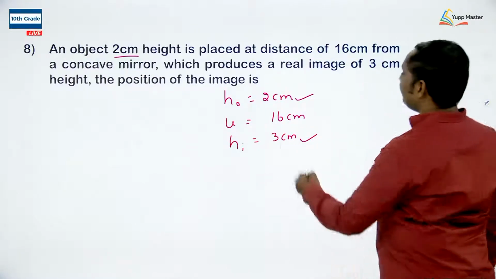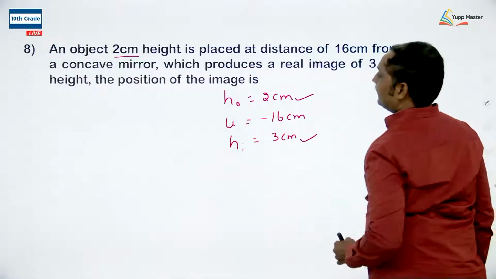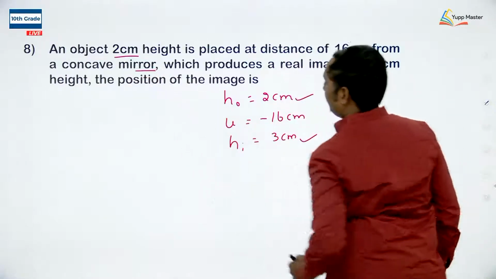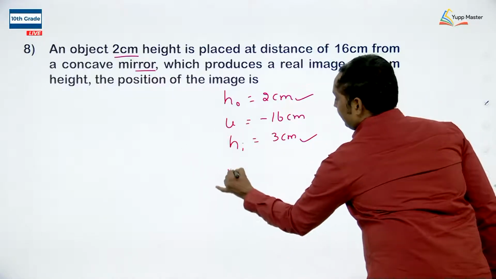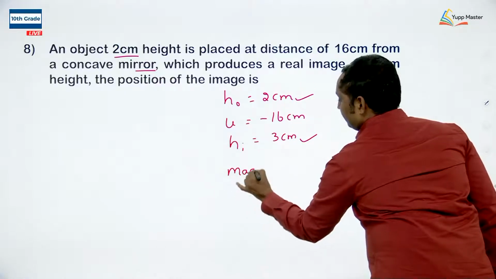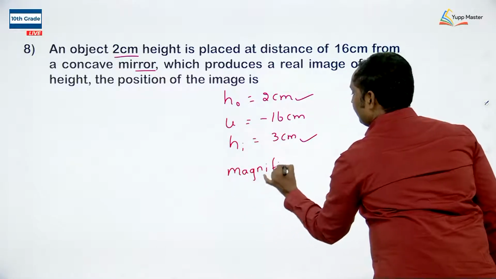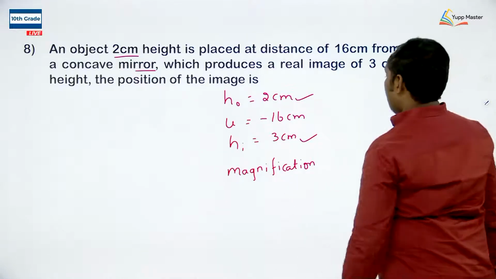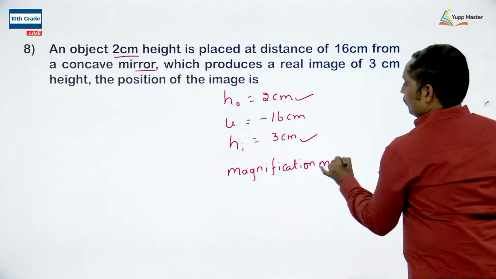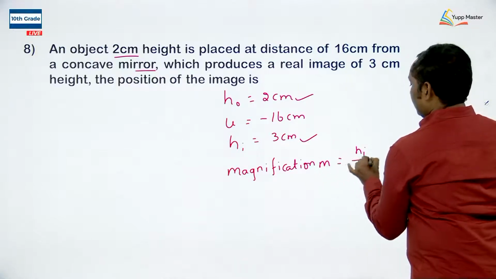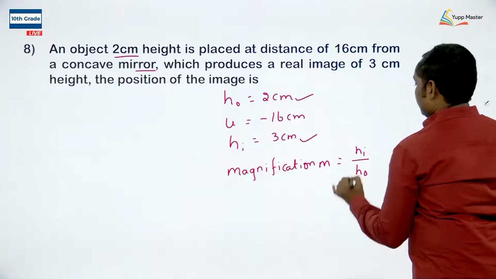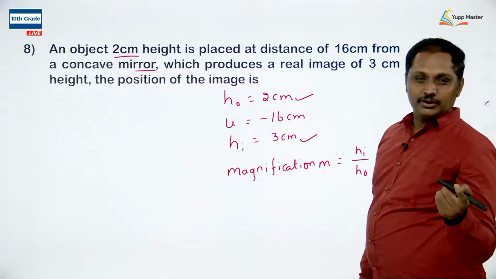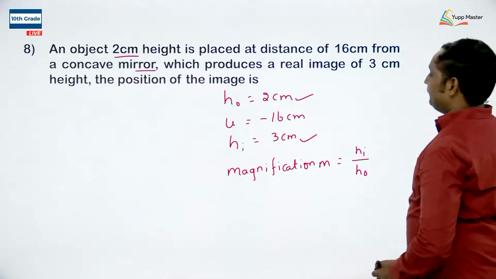The type of mirror is a concave mirror, so you have to take that as minus. So, a concave mirror is given. Now, you can take the magnification, m, is equal to hi by h naught.